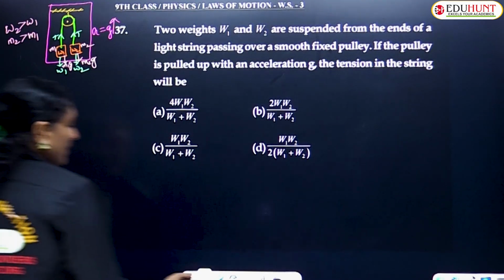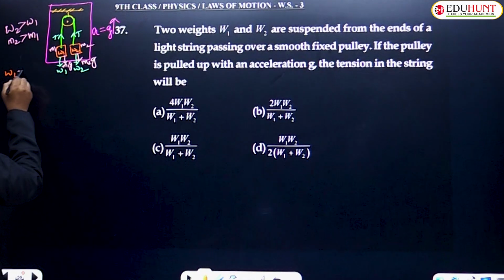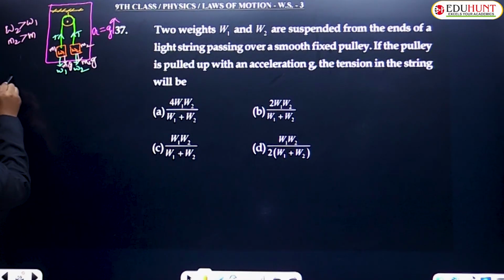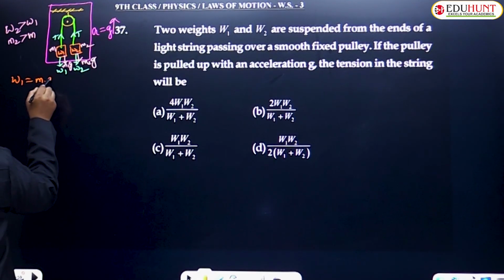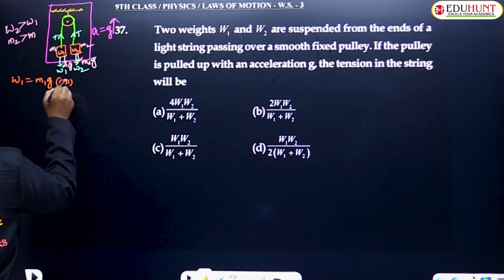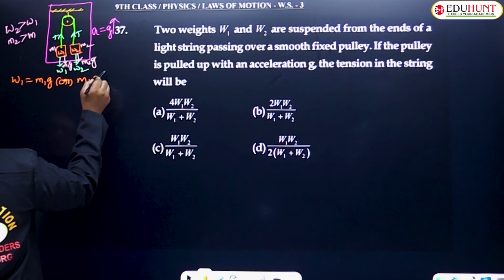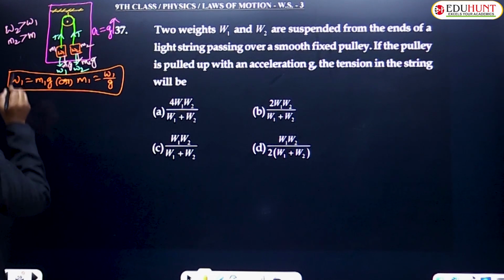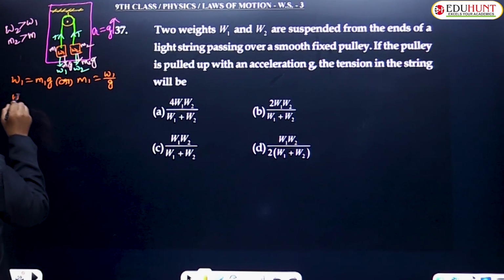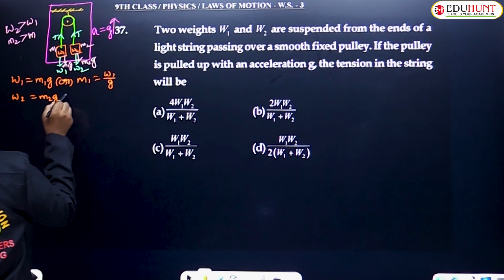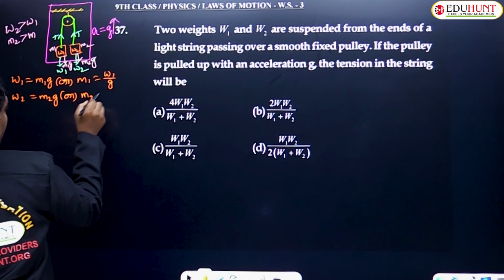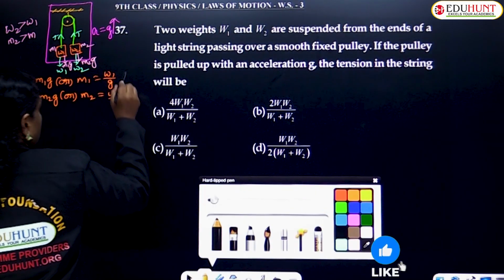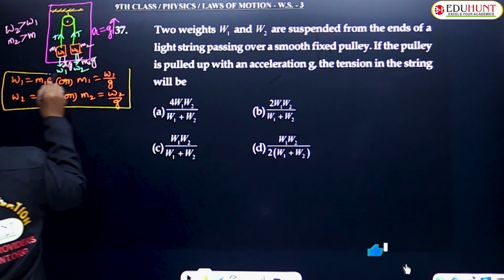But children, we know that W1 is equal to m1g, isn't it? So as we know, W1 is nothing but m1g, or you can also say that m1 is equal to W1 by g. Maybe it is helpful somewhere, so let us keep it aside. Also W2 is equal to m2g, or whenever you want it, m2 can be written as W2 by g. So let us keep these two things aside.